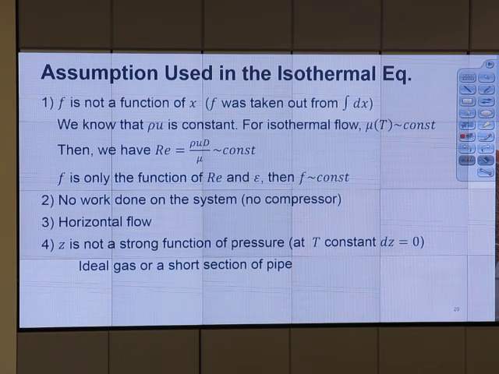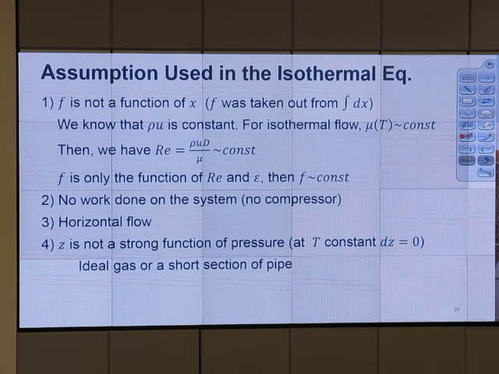Kai, what's kind of bad? Kai, is that you, Kai? I will call you for the next question. So we assume that F is constant.